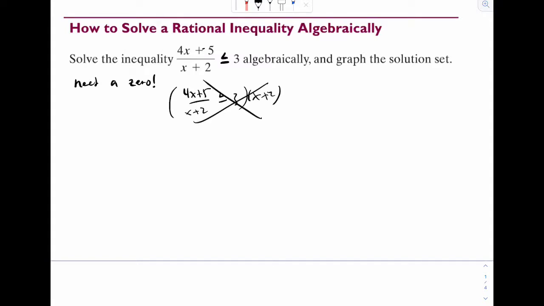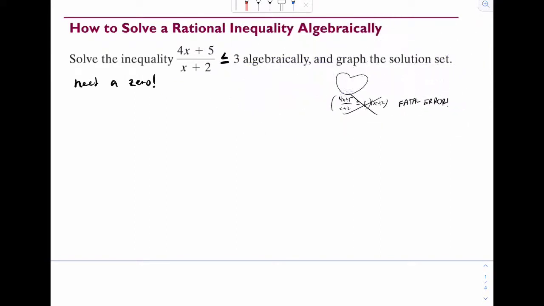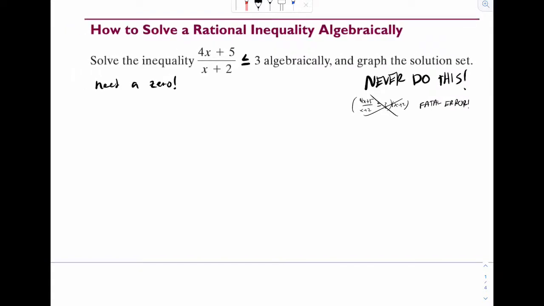never do this. This would be a fatal error. You will lose all credit on this problem if you do this because that's no progress towards solution. You can't do this because you don't know the value of x, so you don't know how it's going to affect the inequality. Because if x is a big negative number, it's going to affect that sign, so you don't want to deal with this. So make sure you put that note, never do this. Never do this. What you need to do is create a 0.